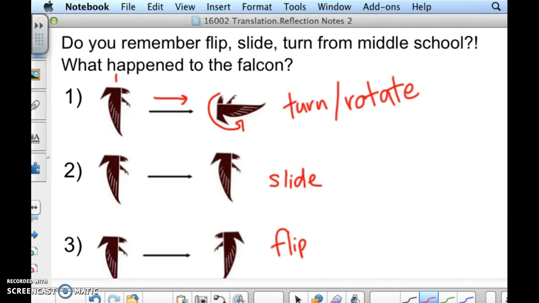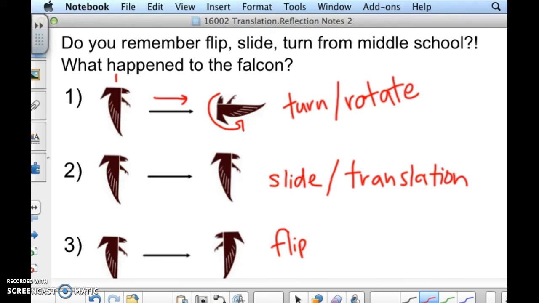And the second one I'm looking at, and nothing's changing. It hasn't turned. It hasn't flipped over. It simply slid across my page. It just slid right over. And I would actually call this a translation.